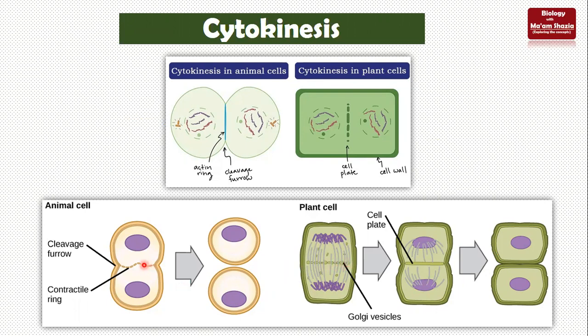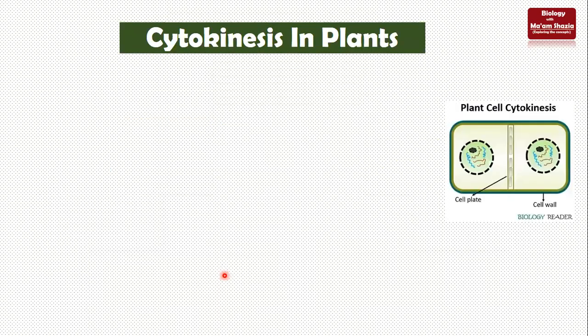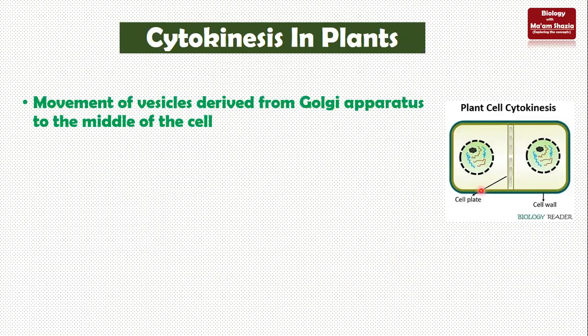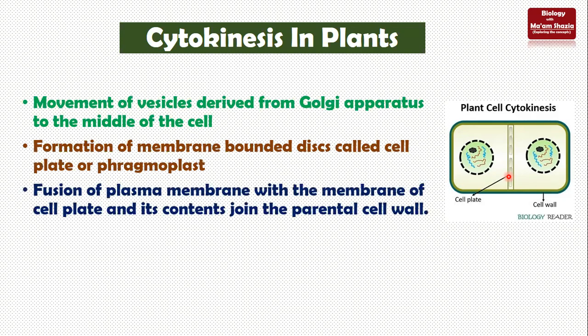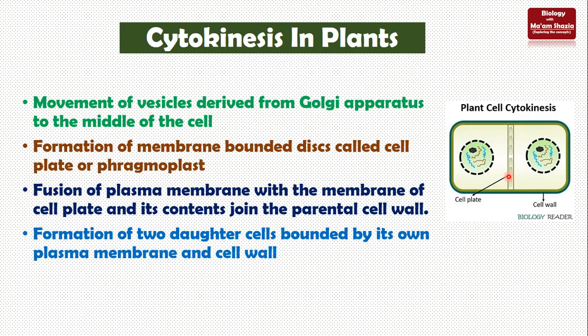While in the case of animal cells, it's very easy to form the contractile ring and then divide the cell into two. Cytokinesis in plants: once again, you can see the cell membrane on both sides, and these are the Golgi vesicles, and these are the Golgi vesicles in the center. Movement of vesicles derived from the Golgi apparatus to the middle of the cell. Formation of the membrane-bounded disc called the cell plate or phragmoplast. Fusion of the plasma membrane with the membrane of the cell plate, and its contents join the parental cell wall. Formation of the two daughter cells, each bounded by its own plasma membrane and cell wall. So that is cytokinesis in plants, which is very difficult and very specific to plants, right?